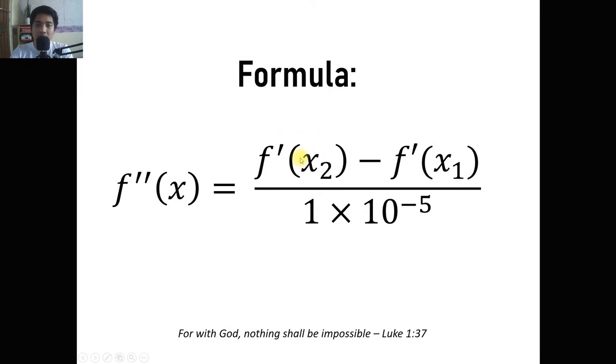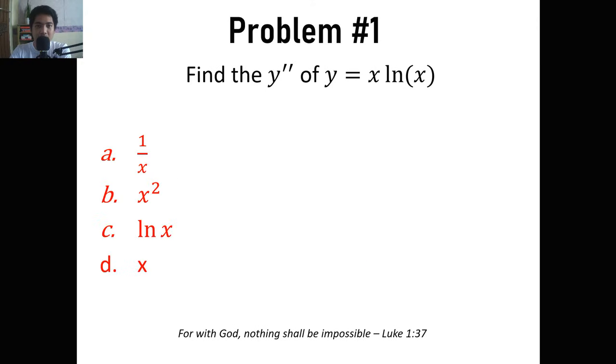We will be evaluating the derivative by incrementing 0.1 a little, and that is by adding 1 times 10 raised to negative 5. And then the whole expression is divided by 1 times 10 raised to negative 5. Okay, so for you to understand more on how we are going to use this formula.